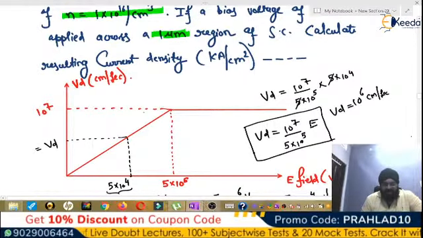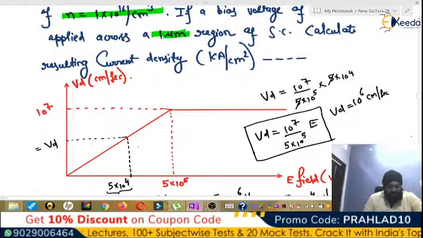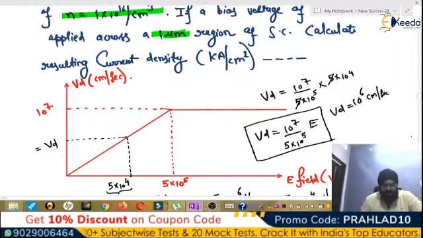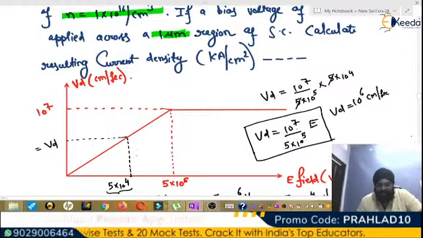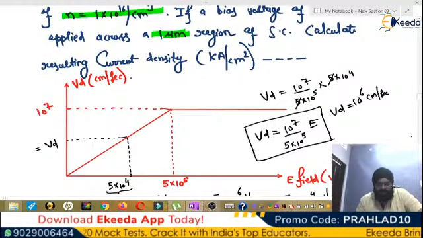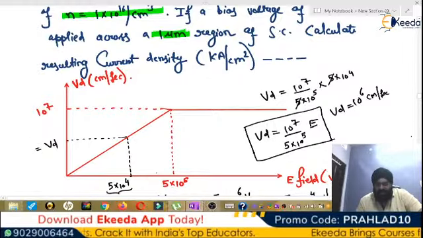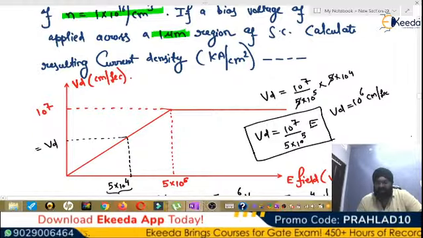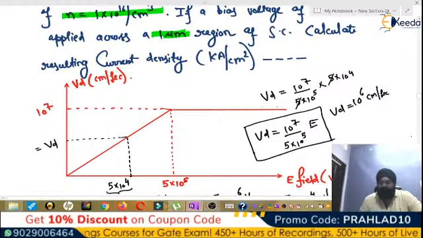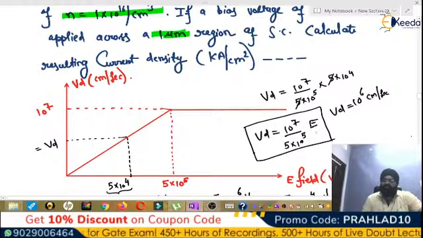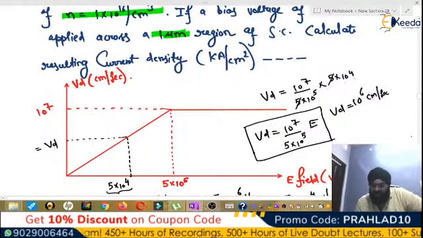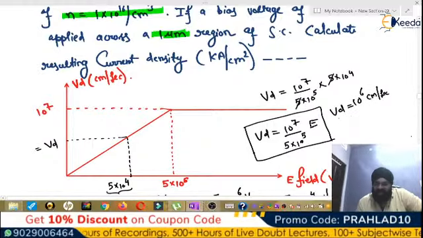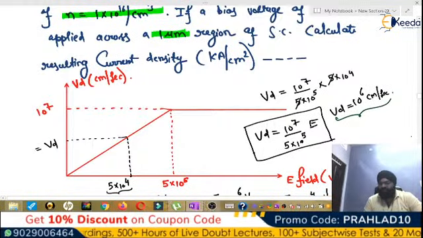So according to this straight line, which is passing through the origin, it is y is equal to mx. M is the slope. So slope is 10 to the power 7 upon 5 into 10 raised to power 5, into E. So it is 10 raised to power 6 centimeter per second. This is the drift velocity. So at an electric field of 5 into 10 to the power 4, we are getting a drift velocity of 10 to the power 6 centimeter per second.